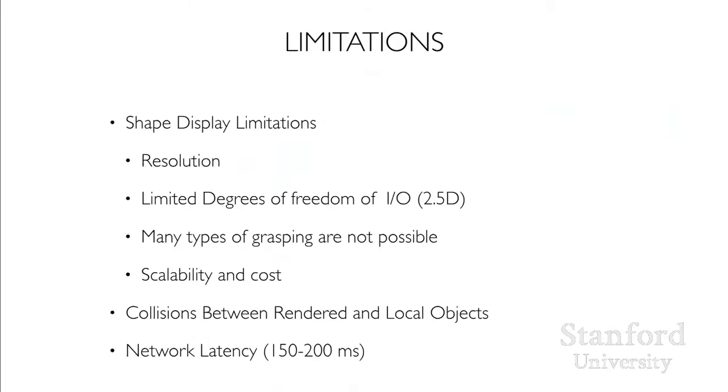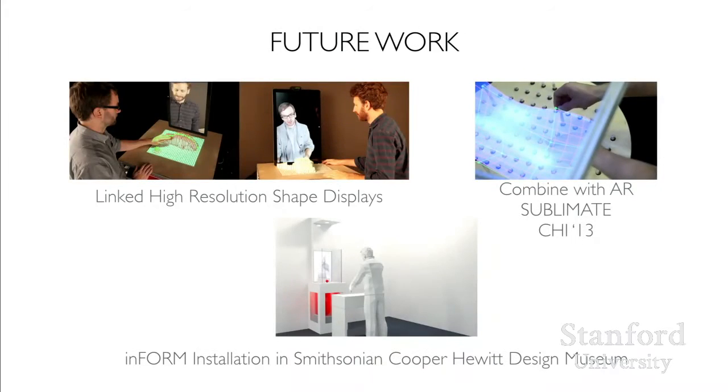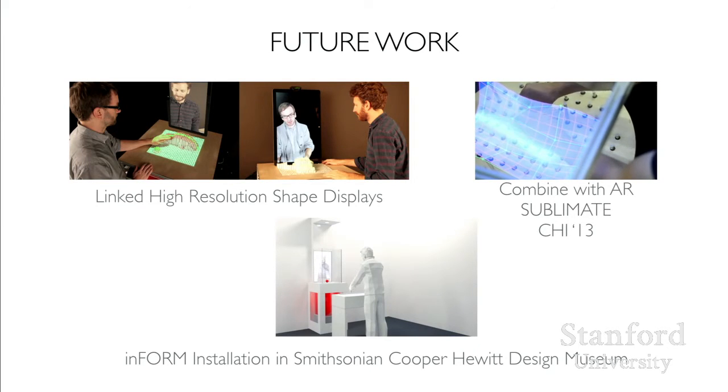But obviously, I think there are a number of limitations with this type of approach versus something like a telerobotic manipulation system. A lot of those stem from the shape display itself, like the resolution of it, the limited degrees of freedom, that you can't really grasp objects as well, and the cost of such a system, because it has so many actuators. But I think it really points towards a new way of thinking about this type of telepresence.